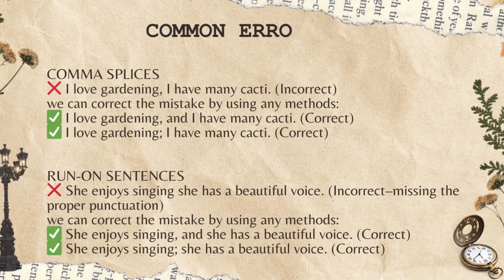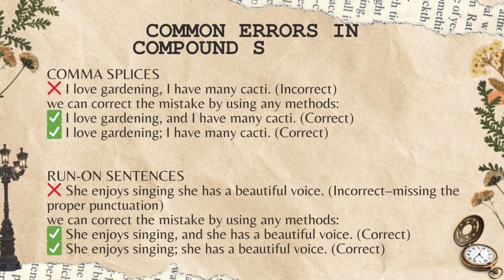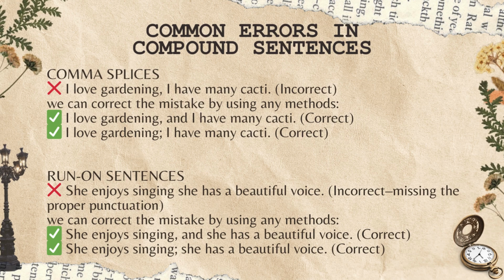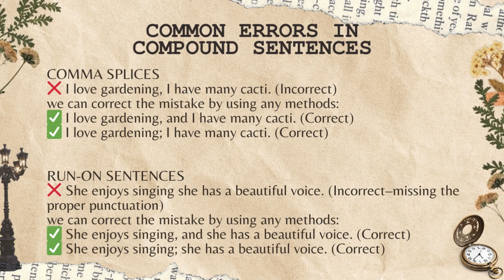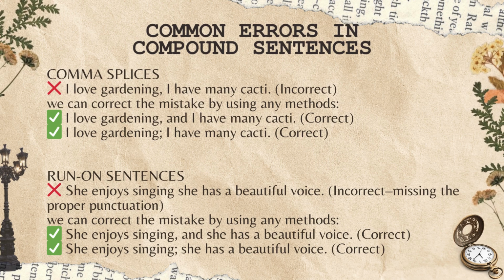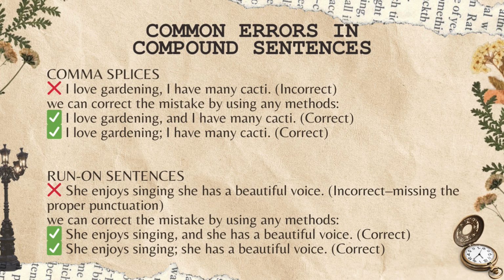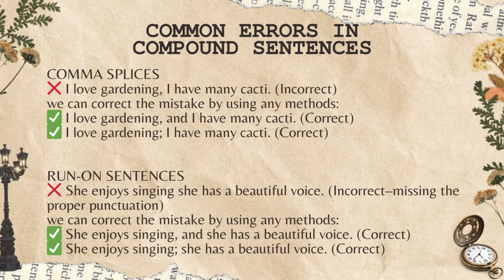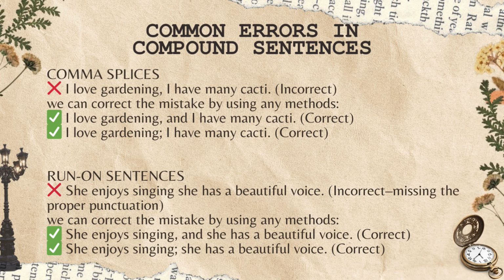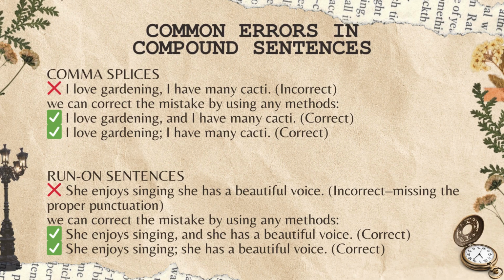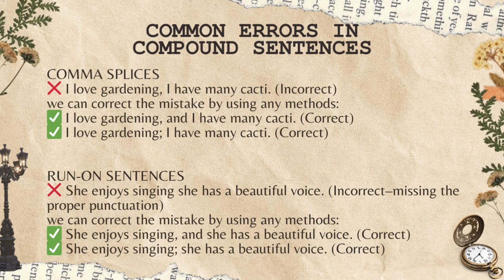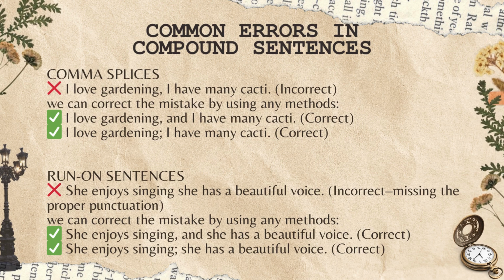Common errors in compound sentences. Sometimes in compound sentences, there are common errors like this. Comma splices. I love gardening, I have many cacti. Incorrect. We can correct the mistake by using any methods. I love gardening and I have many cacti. Correct. I love gardening. I have many cacti. Correct.